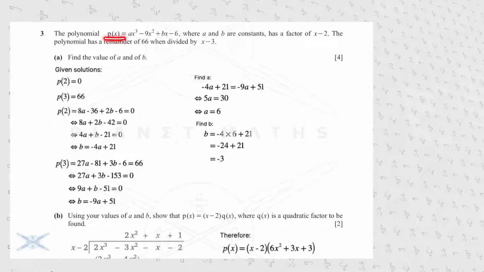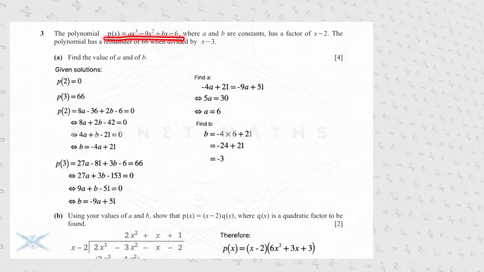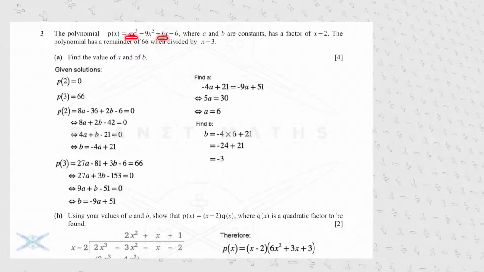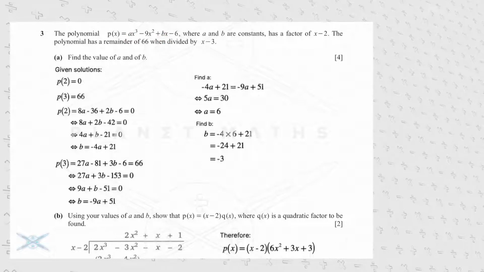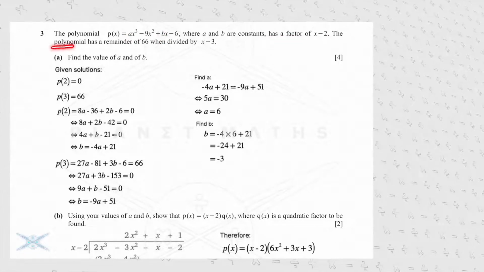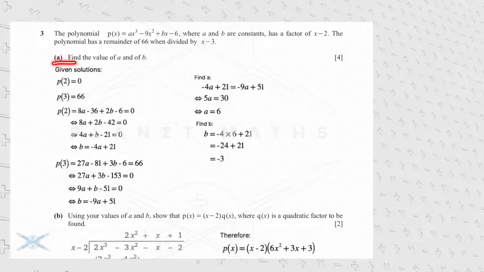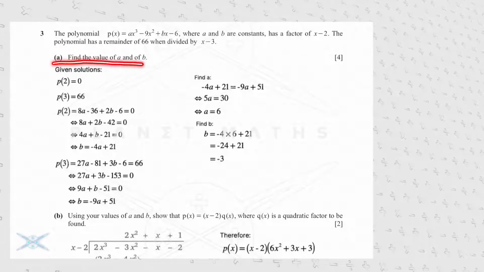Here we are working with the polynomial ax cubed minus 9x squared plus bx minus 6, where a and b are constants and the polynomial has a factor of x minus 2. Furthermore, the polynomial has a remainder of 66 when divided by x minus 3. In part a, we are supposed to find the values of a and b.